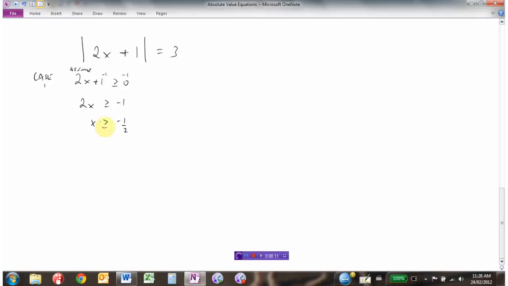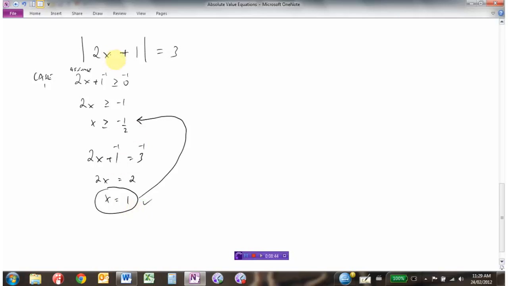If we know that x is greater than or equal to negative 1/2, then we don't need to write the absolute values because it's positive. And now we can solve for x. Minus 1 from both sides, and finally divide by 2, and we get x equals 1. Now going back and checking, did that fit with our assumption? x needed to be greater than or equal to negative 1/2. This is definitely greater than negative 1/2. So this is satisfying this condition.